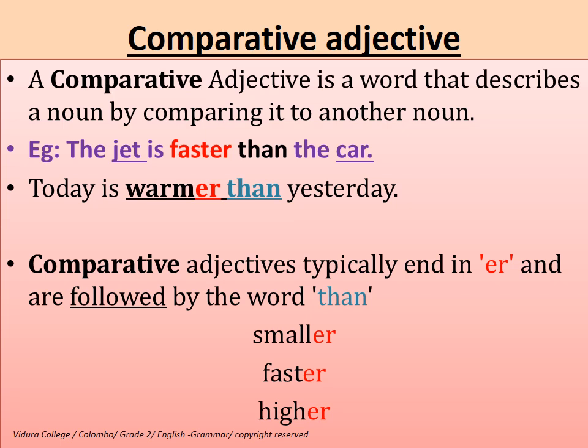Now look at those words given below. These are comparative adjectives. We have added er at the end of the word and have turned them into comparative adjectives. Smaller, faster, higher. These are some of the examples for comparative adjectives.